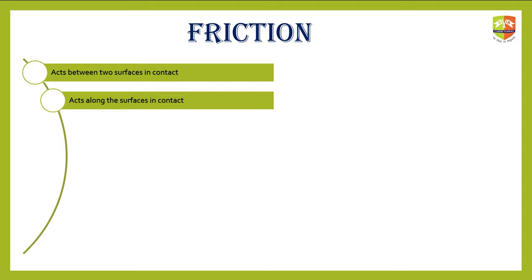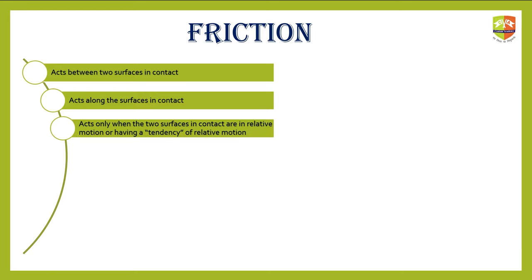Now, it acts always along the surface in contact. We are going to discuss all of them one by one. But always remember, friction will be applied when two surfaces are in contact, and it acts along the surface. And not that just because two objects are in contact, they will experience friction between them. No. For example, a book lying idle on a horizontal table will not experience any friction whatsoever. So another criterion for friction to exist is that it will be there only when the two surfaces are in contact, and secondly, they must have a tendency to move relative to each other.